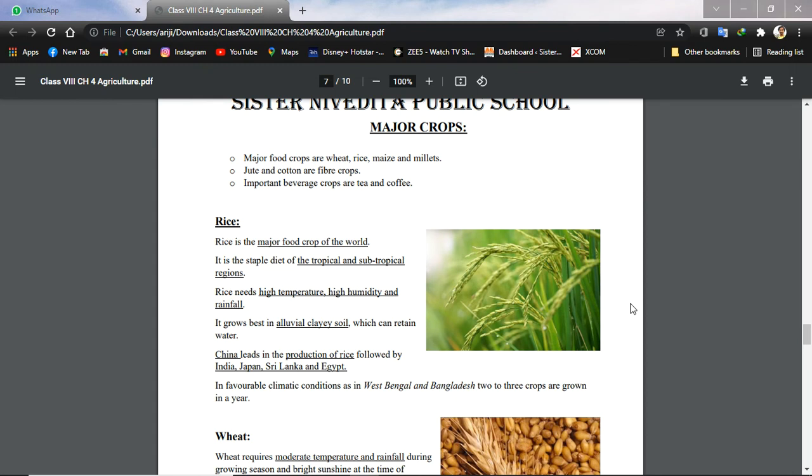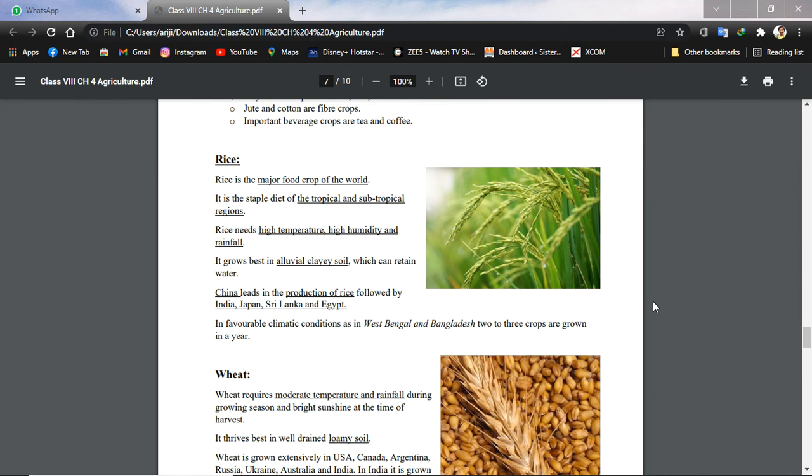So coming to the next topic, that is the major crops. The major food crops are wheat, rice, maize and millets, and jute and cotton are the fiber crops, and important beverage crops are tea and coffee. So at first we have to know about rice. Rice is the major food crop in the world, and the staple diet of the tropical and subtropical regions. Mainly the cultivation happens in the tropical and subtropical regions of our world.